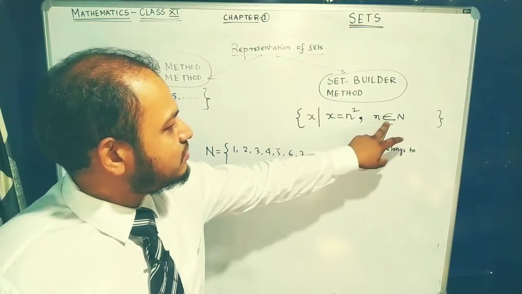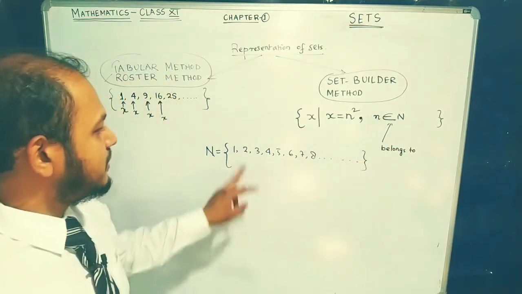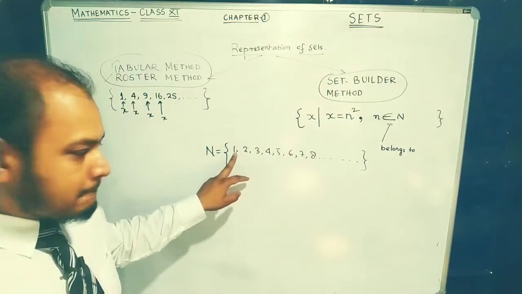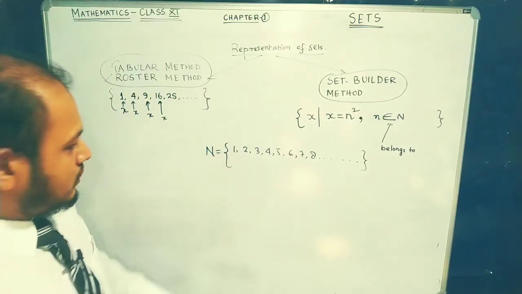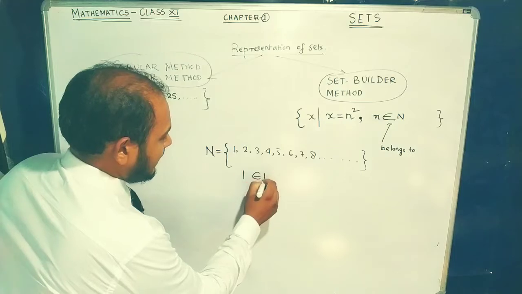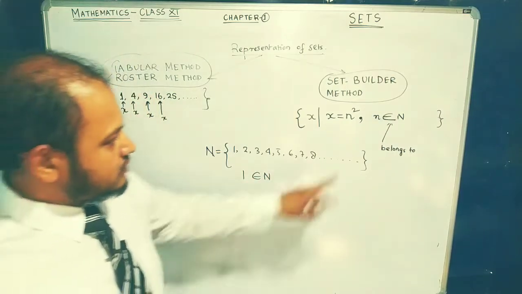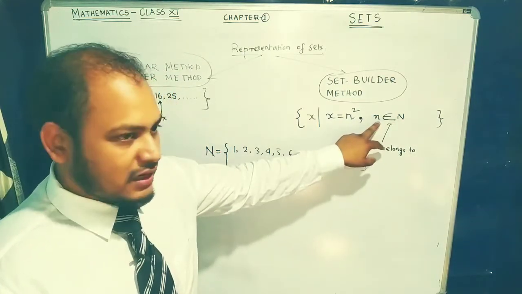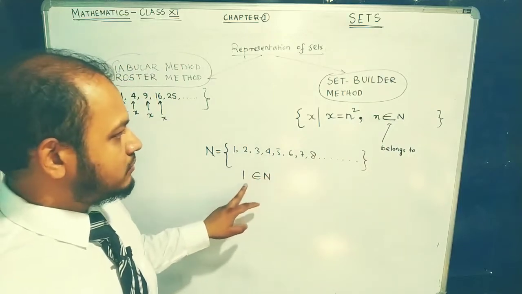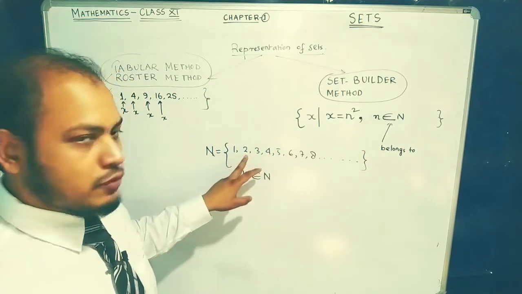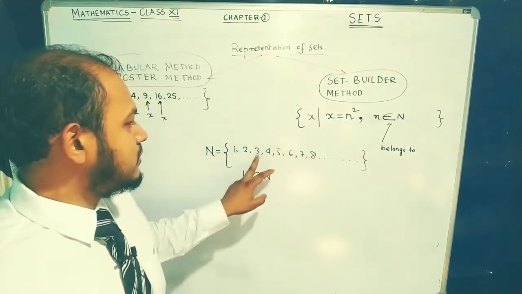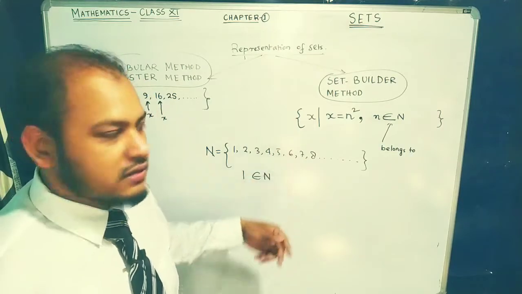So when n belongs to the set of natural numbers, that means n can be 1, because 1 belongs to N. I am saying that n belongs to N. So n is the variable. Small n can take the value of 1, 2, 3, 4, 5, 6, and so on.